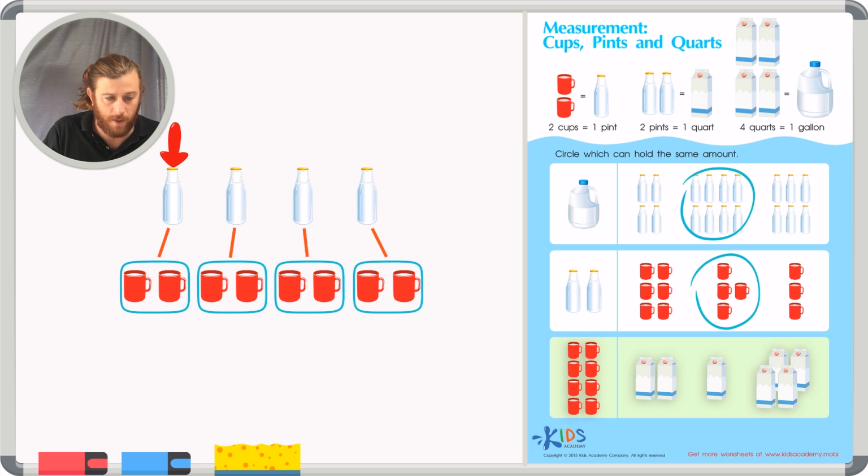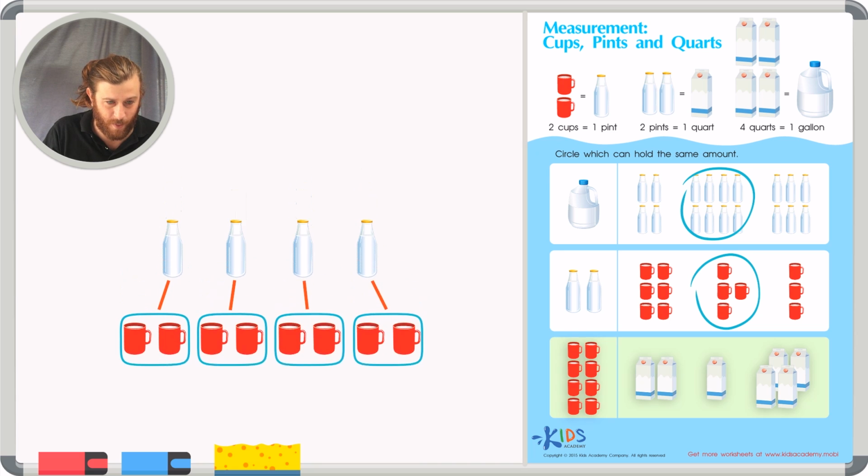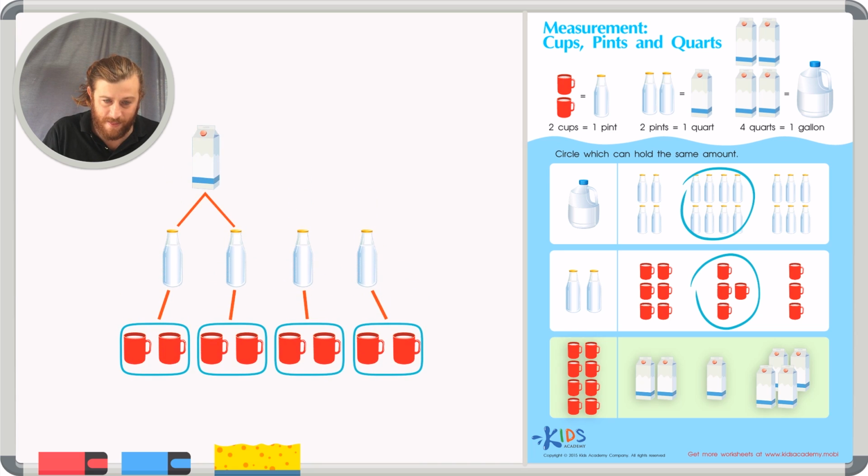So now I have 1, 2, 3, 4 pints. But again, our answers are in quarts. And from our information up top, I see again that 2 pints equals 1 quart. So let's group 2 pints together to equal 1 quart. So 2 pints equals 1 quart here. And these 2 pints equal another quart.